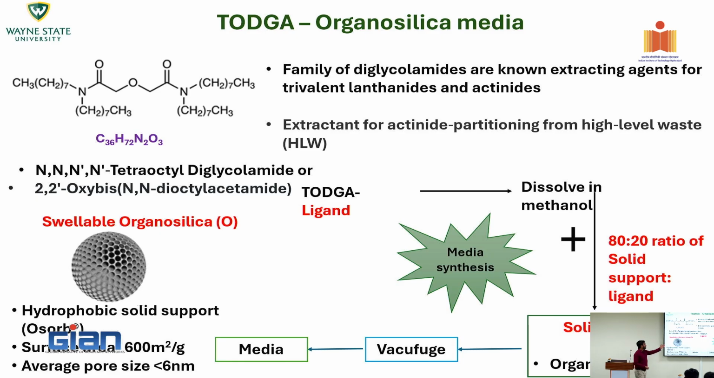This is a simple procedure to coat. First we take the ligand and dissolve it in methanol or acetone. After dissolving, we add the solid support. Once we add the solid support, we mix it thoroughly overnight or for some period of time. Then we evaporate the solvent, and finally we get the solid supported ligand media. That's how we attach the ligand to the solid support.